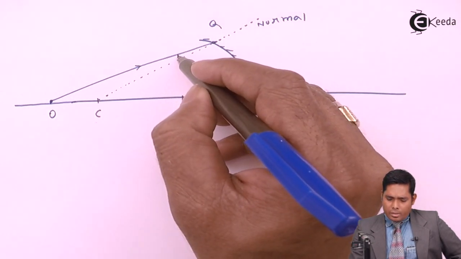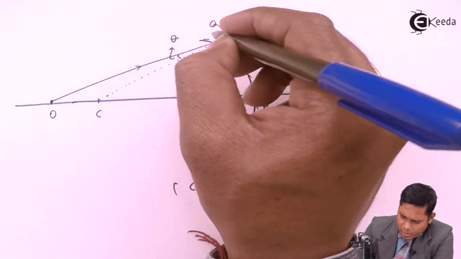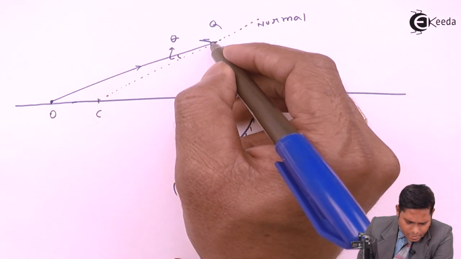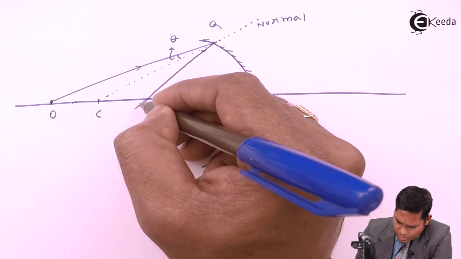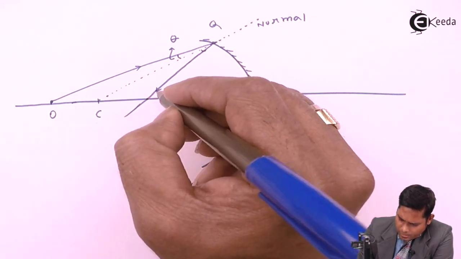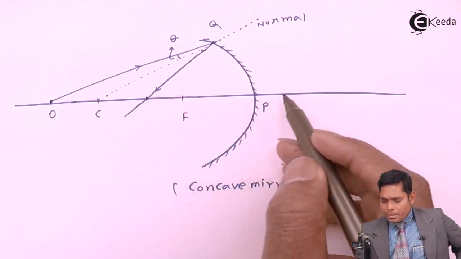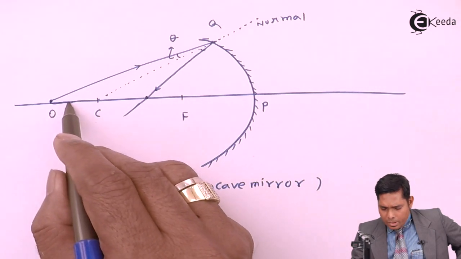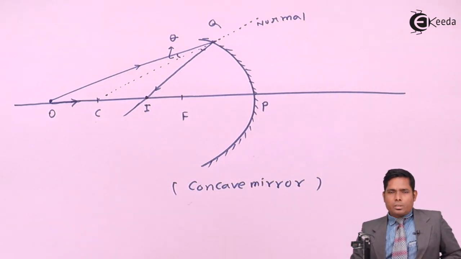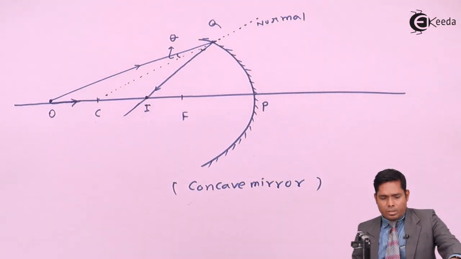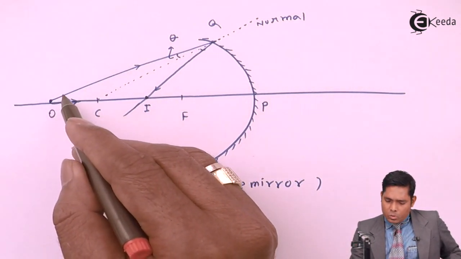This is the angle. Suppose that angle is theta. If this angle is theta, then it will be reflected back with the same angle theta in this direction. The reflected ray cuts the principal axis over here, and another ray will directly come in this direction and will meet here. So this is where the image is formed. Let me just tell you again how the image is formed. One ray is going from the object towards the mirror and is reflected back.